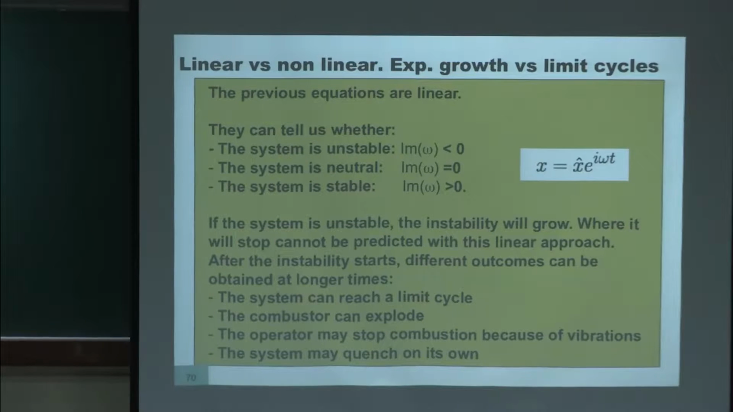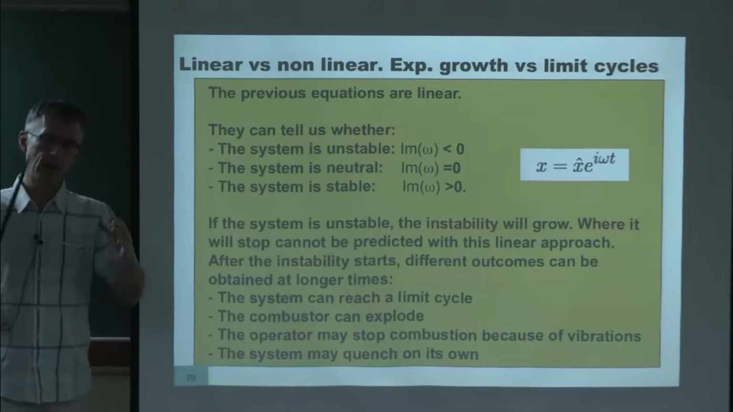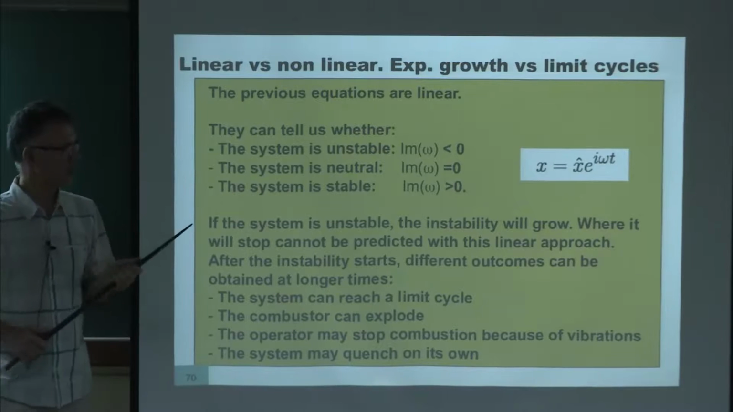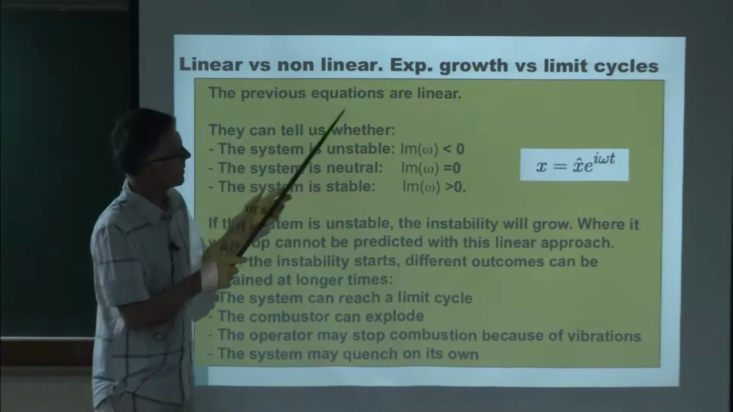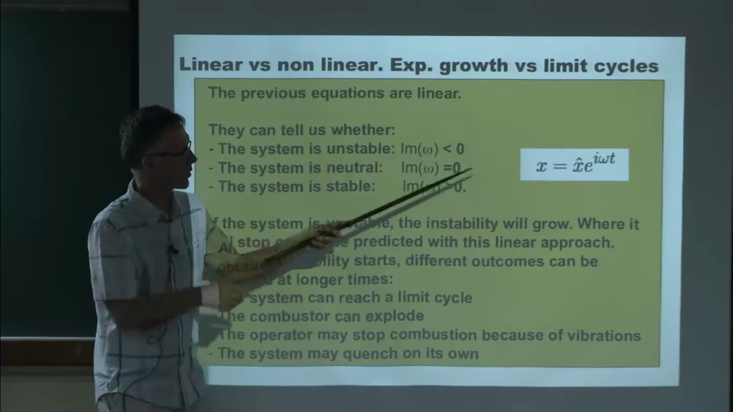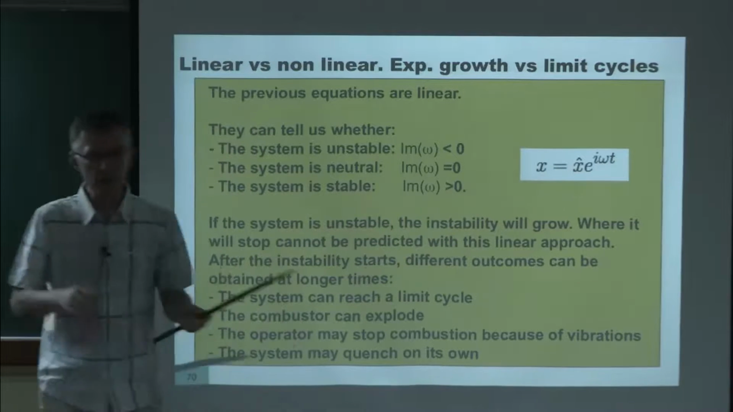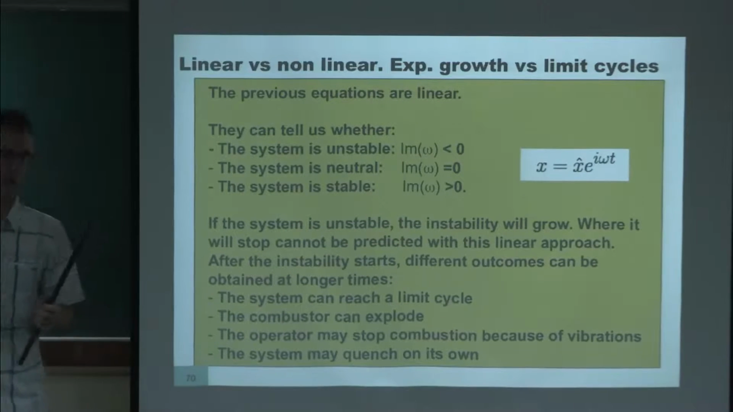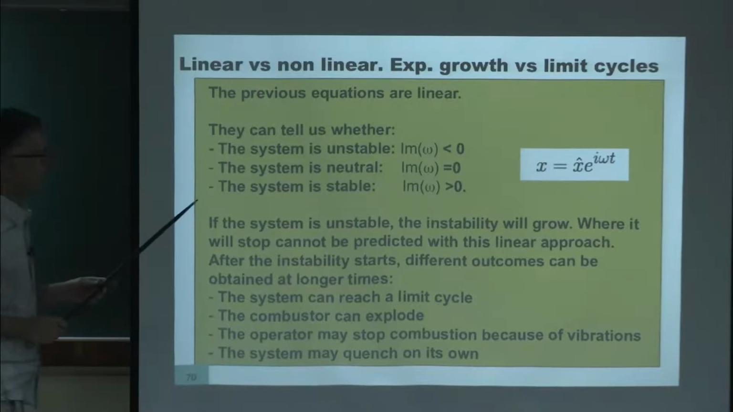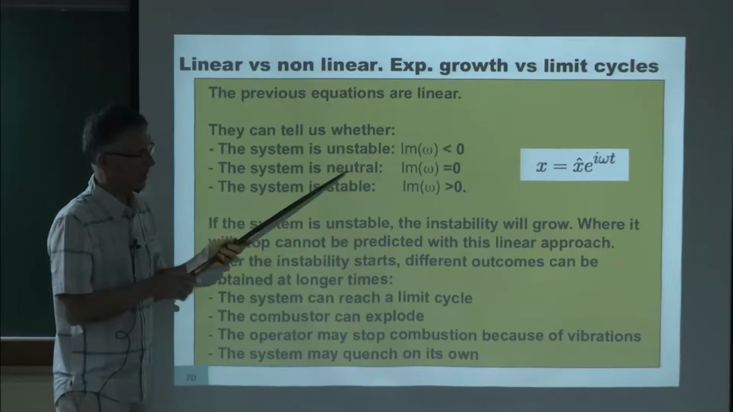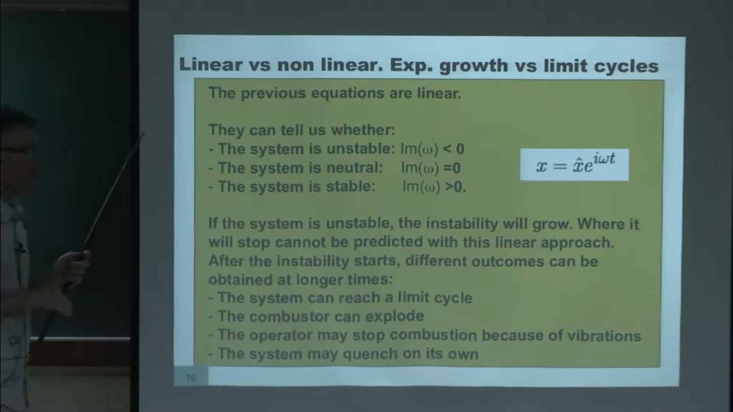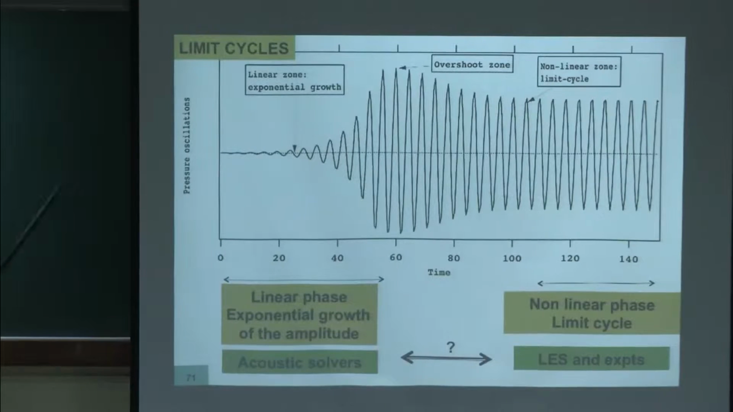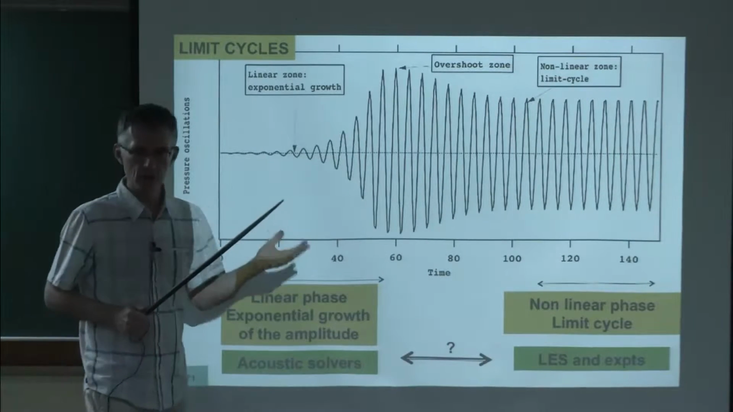But before I go to that, we need also to talk now about linear and nonlinear regimes. When you write linear equations and you search for a solution like that, you really search for the beginning of combustion instabilities. And if the system is unstable, then the oscillations will grow. What they will become later is another question, because when you go to what we call the limit cycle, then the linear equations don't apply.